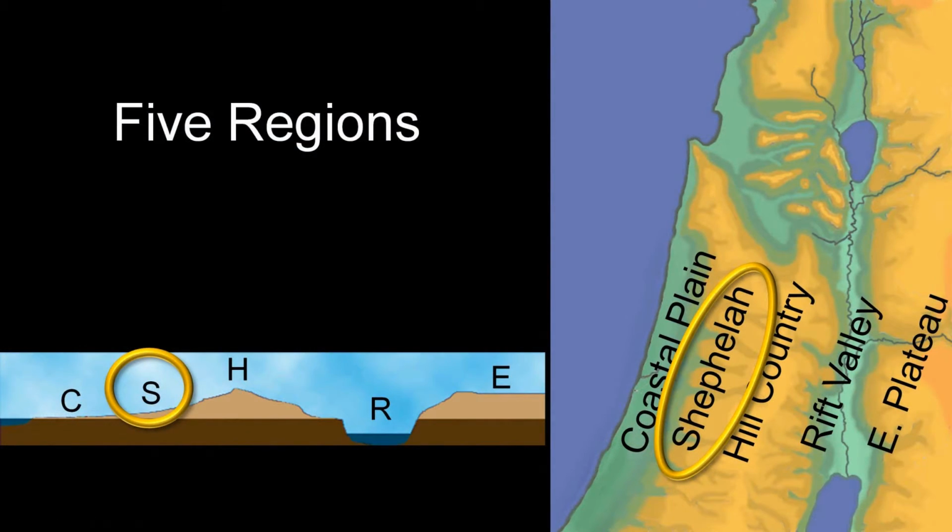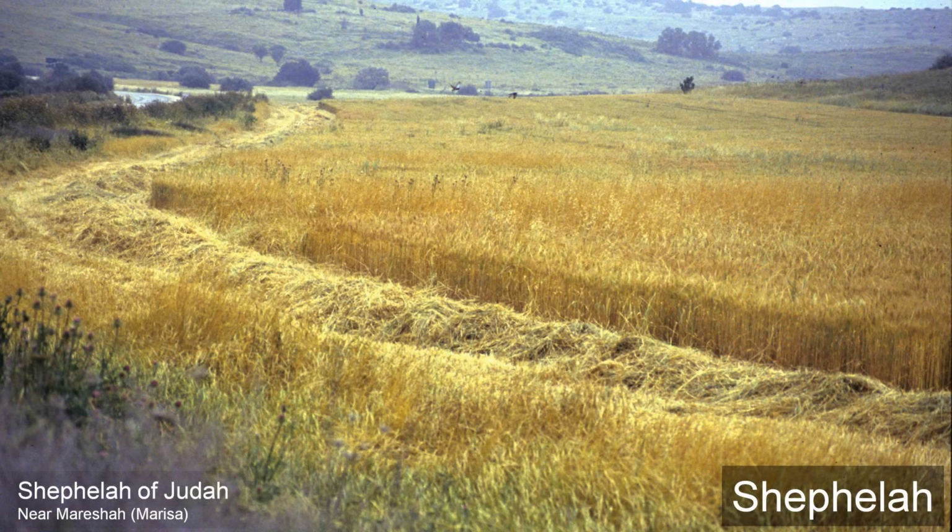If you look carefully, you can see those river valleys cutting through the Shephelah there on your map. This area is just about the same width as the coastal plain. It too goes all the way up and down, north and south on your map. The Shephelah is a good area for growing wheat and barley.